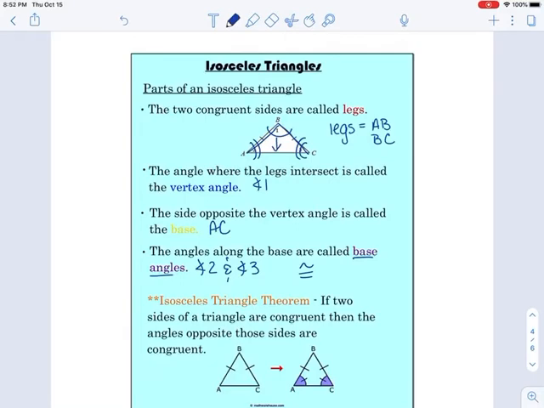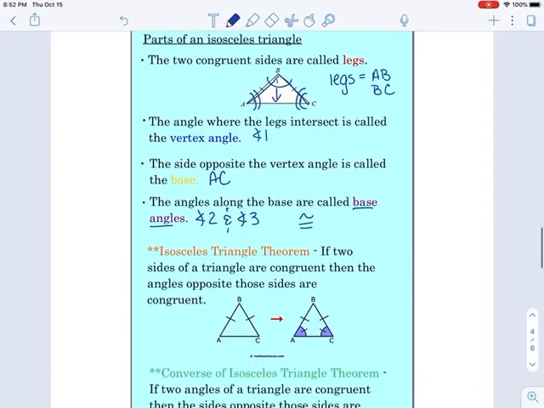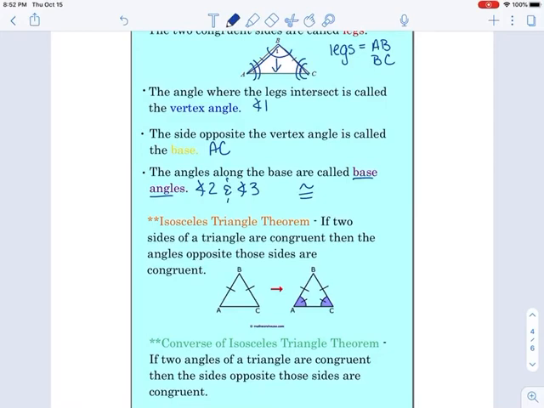So here's what the isosceles triangle theorem says. If two sides of a triangle are congruent, then the angles opposite those sides are congruent. So again, if I start with this triangle on the left with A, B, C, and I know that AB is congruent to BC, if I go to the angles directly opposite those congruent sides, I would have angle C and angle A. So that means that angle A is going to be congruent to angle C. And that's what this picture over on the right-hand side says.